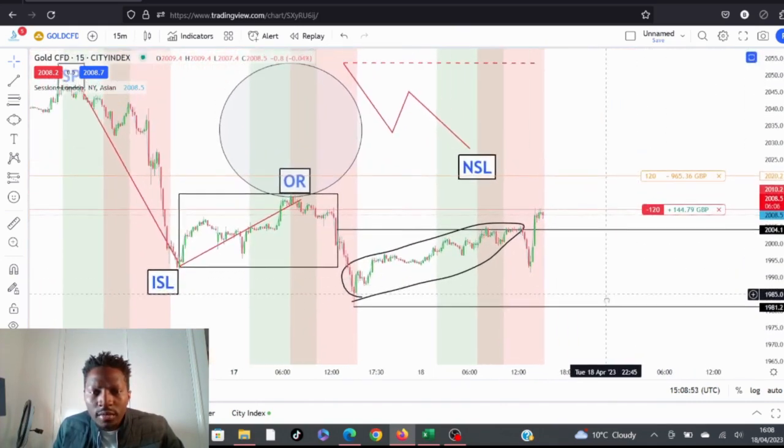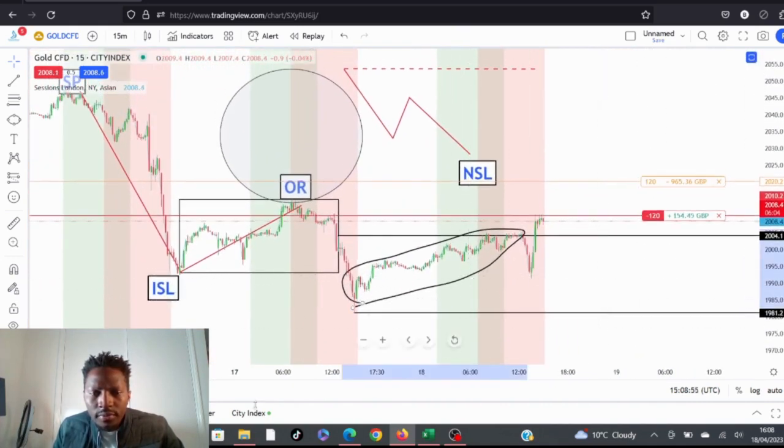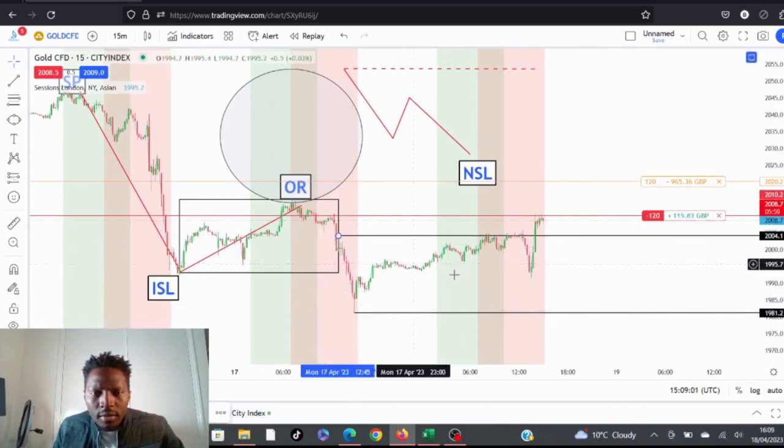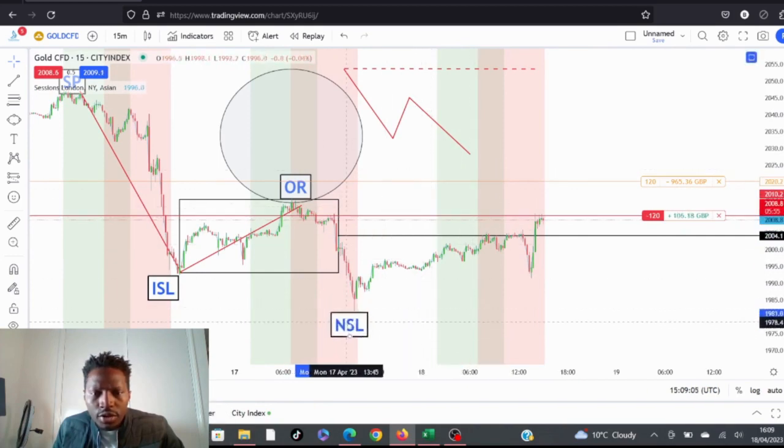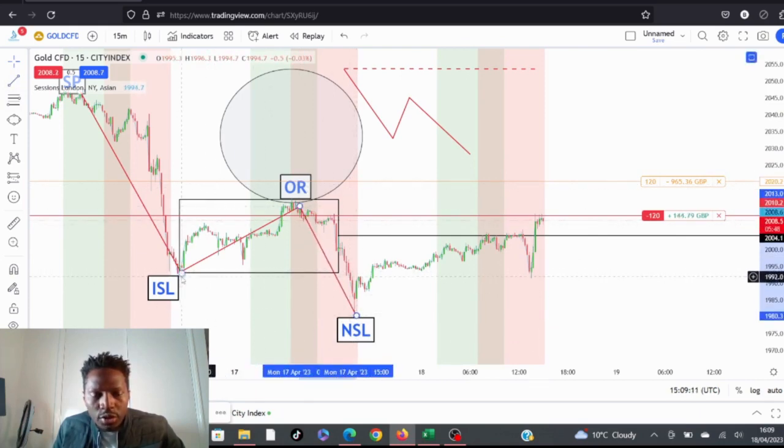So move on to the next one. I'm going to delete this as well. I'm not going to get rid of the box just yet. New structure low: did the market go beyond the initial structure low? Yes, it did. New structure low.